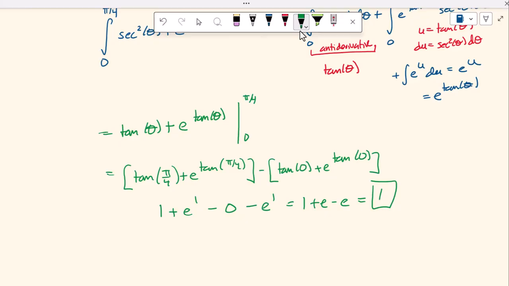That actually doesn't look right. Let me take a look at that. I feel like it should be not 1. Okay. Oh, I see it. It's right here. So tangent of 0 is 0. So tangent of 0 came from right here. So that term would be e to the 0, which is a 1, but that's negative out front. So 1 plus e minus 1, it's the 1's that cancel, and this is equal to e. That makes more sense. There we go.